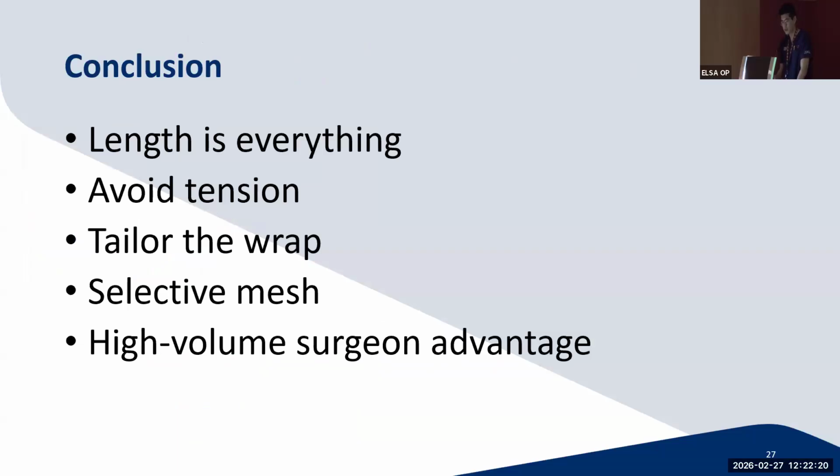This is the conclusion from ChatGPT, which will probably sum up everything. You need to make sure that you have adequate intra-abdominal esophageal length when you close the hiatal hernia, to avoid tension. If you have the benefit of a manometry beforehand, then you should try to tailor the wrap, whether you think it should be a Dor or a Toupet fundoplication. Mesh is not really recommended unless in certain special situations. And of course, with surgery and any other operations, there is a high-volume surgeon advantage, where a high-volume surgeon tends to affect outcomes. So that's the end of my talk. Thank you very much.